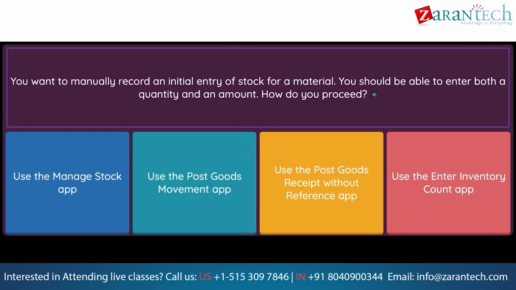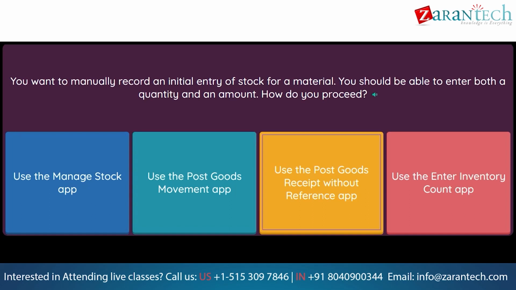Question: you want to manually record an initial entry of stock for a material. You should be able to enter both a quantity and an amount. How do you proceed? Option 1, use the Manage Stock app. Option 2, use the Post Goods Movement app. Option 3, use the Post Goods Receipt Without Reference app. Option 4, use the Enter Inventory Count app.